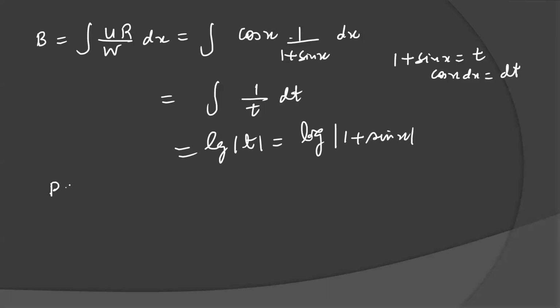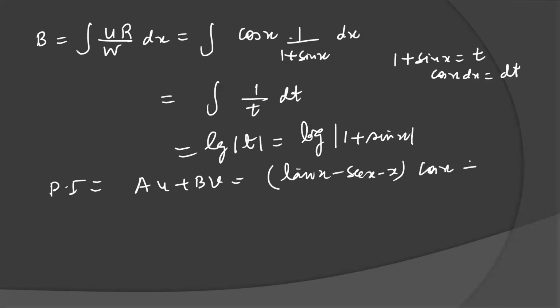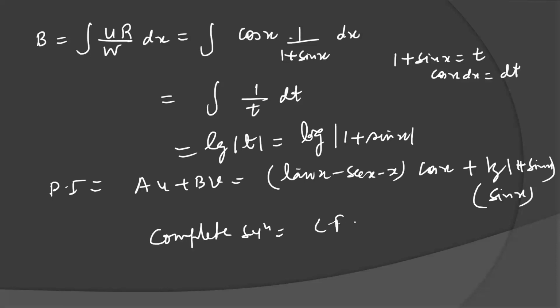So your particular integral will now be a u plus b v. A was actually tan x minus sec x minus x. u was actually cos x, plus b is here log 1 plus sin x, and v is actually sin x. So this is your PI. So the complete solution will be CF plus PI. Add CF and PI, then only you will get the complete solution.